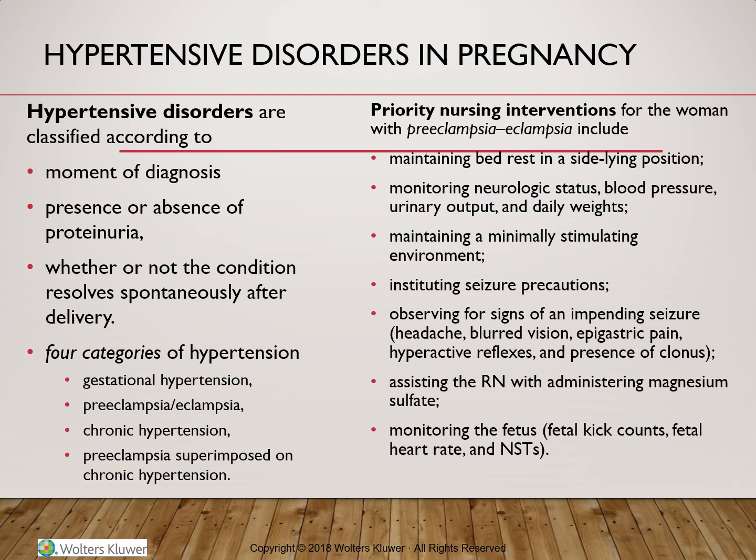One of the top 4 leading causes for maternal morbidity and mortality in the US is hypertension, and this disorder has an increased risk both for the mother and the fetus. We classify hypertensive disorders based on the moment of diagnosis, presence or absence of proteinuria, presence of proteins in the urine, and whether or not the condition will resolve spontaneously after delivery. Based on that, we have 4 categories of hypertension.